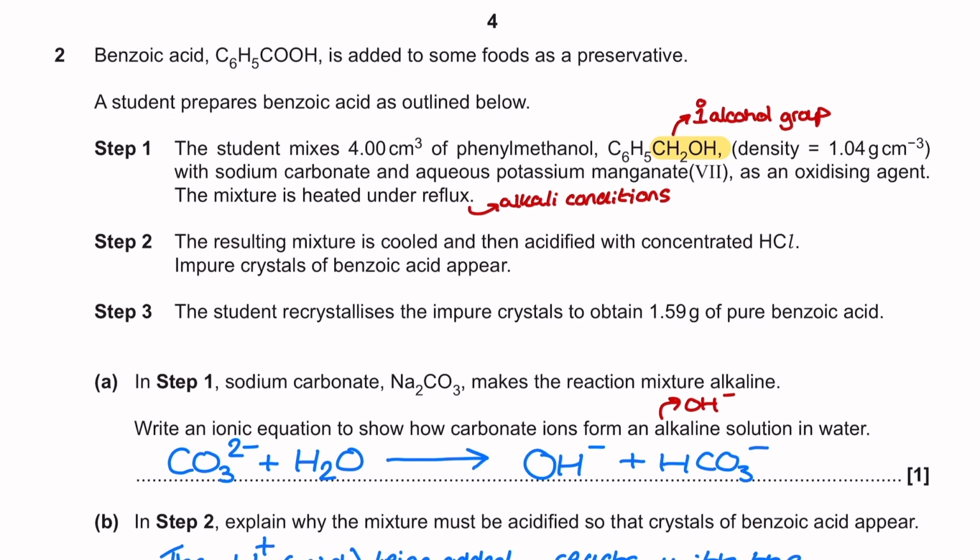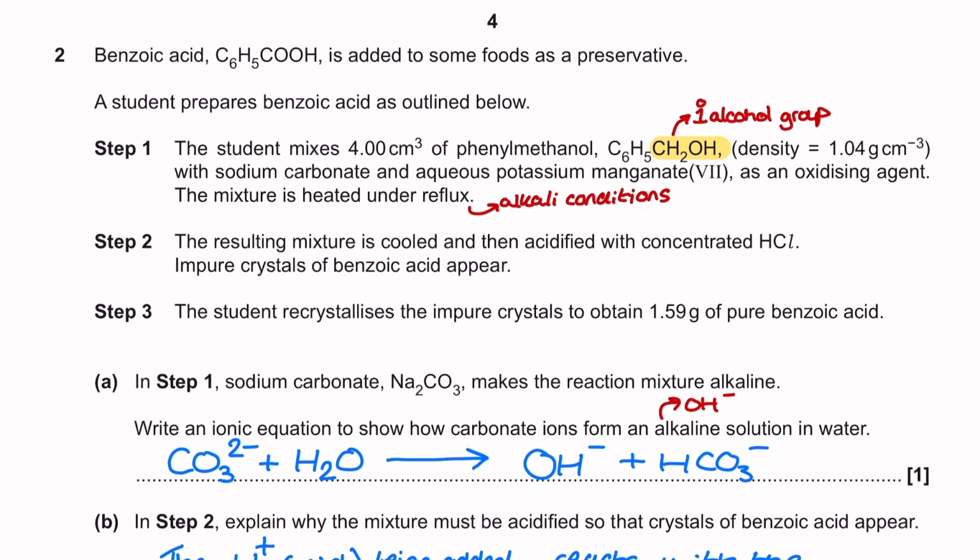Excellent. Okay, part A. In step 1, sodium carbonate makes the reaction mixture alkaline. It sure does, already mentioned that. Write an ionic equation to show how carbonate ions form an alkaline solution in water. Okay, an alkaline solution is one which contains OH minus ions.